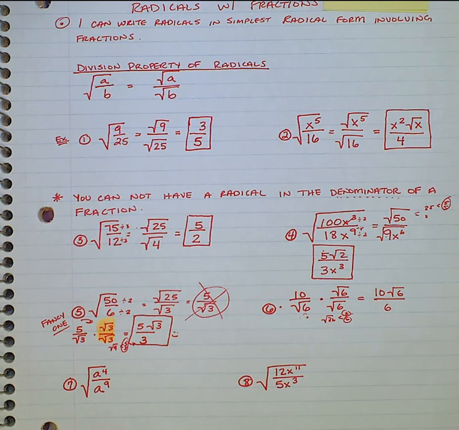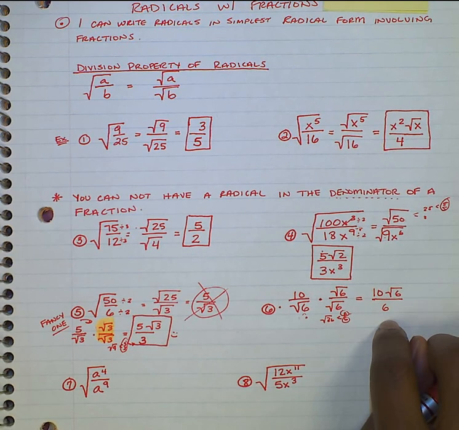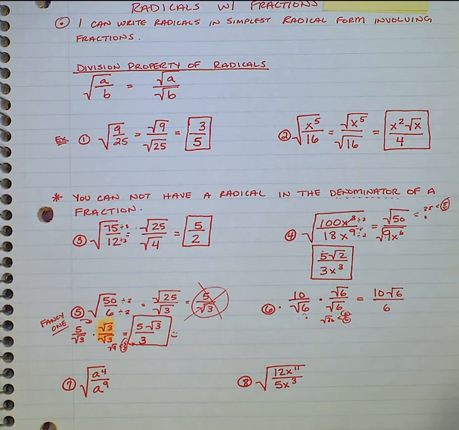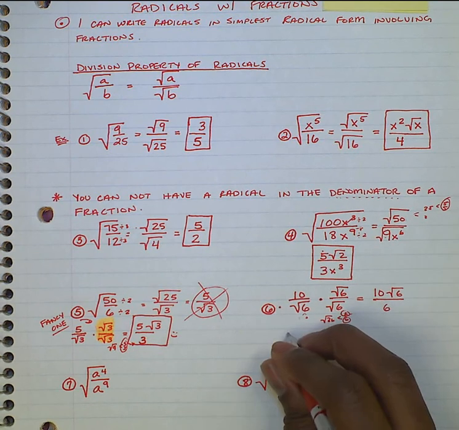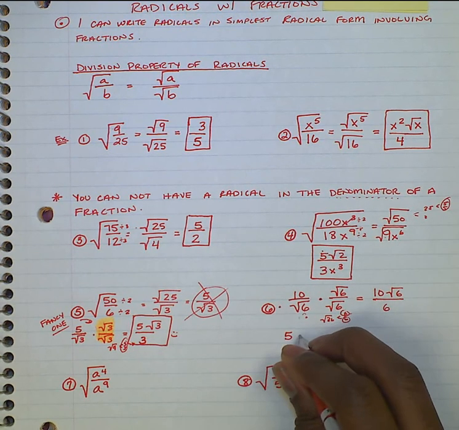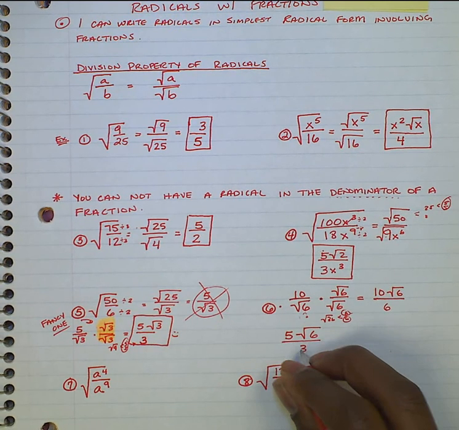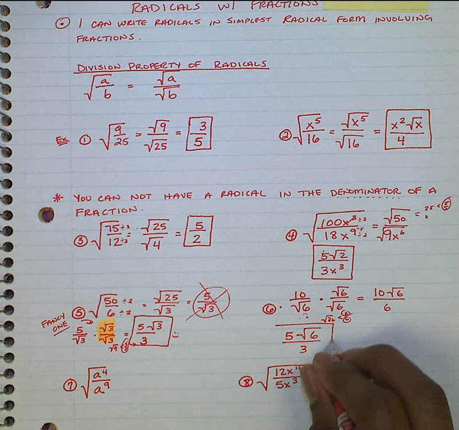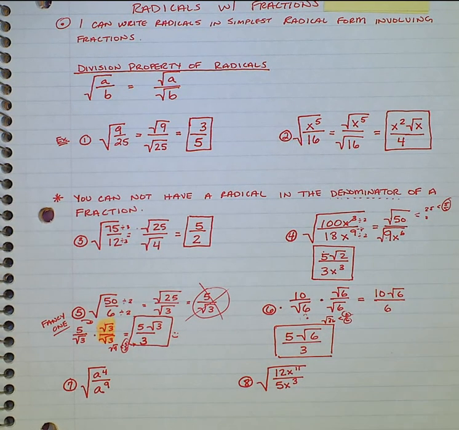Now I look at this problem and I say, can I simplify this? In this case, I can because 10 and 6 are both outside. They're both even numbers, so they share 2 as a factor. So I'll have my final answer. I'm going to write it down here: 5 radical 6, that doesn't change, over 3. And that's my final answer for that problem. Okay. Number 7.